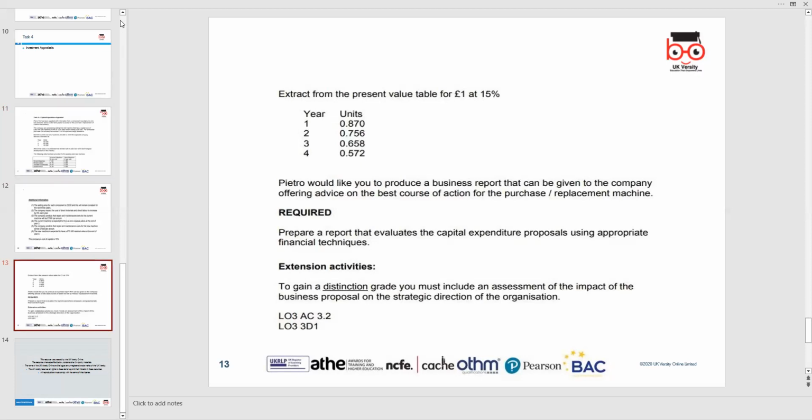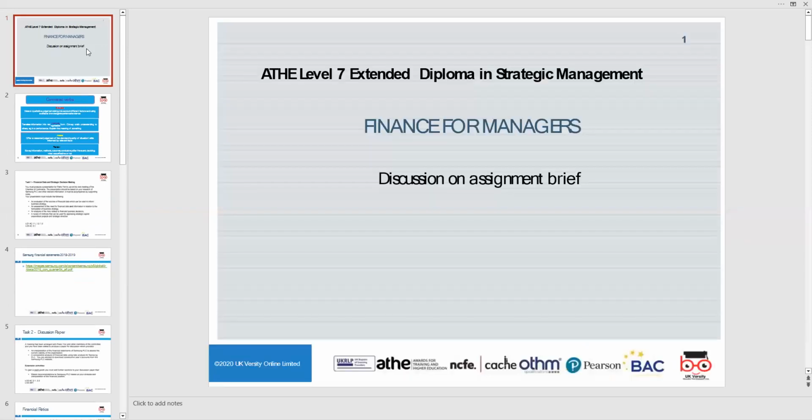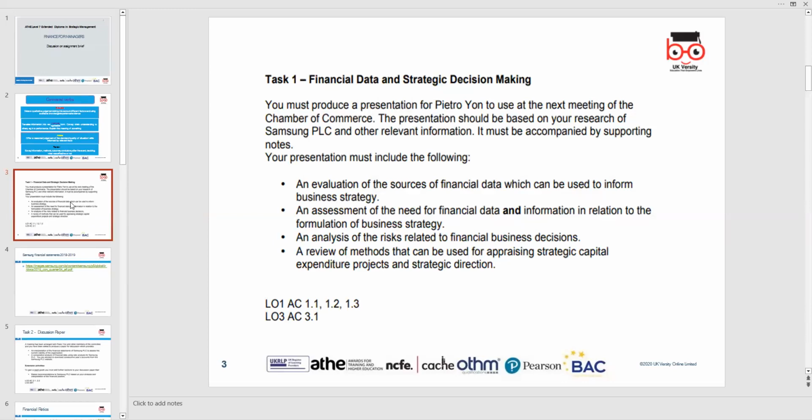Because if you look at this module, it says finance for managers. So obviously finance is to do with figures, and people don't like figures, but it's crucial. It's crucial for the whole diploma. Like strategic management is partly about the accounting and the budgeting too. So all these learning criteria have been outlined here.